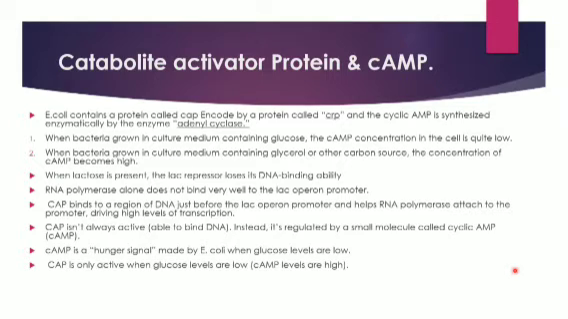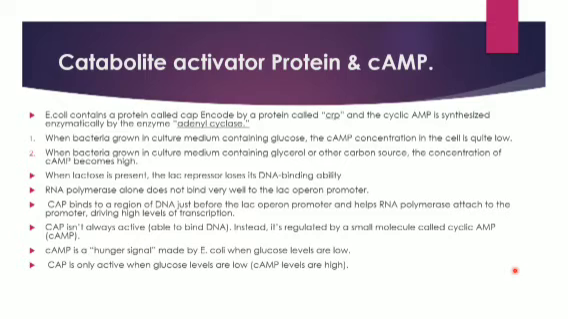So next is CAP and cAMP. CAP is catabolite activator protein and cAMP is cyclic AMP. E. coli contains a protein called CAP encoded by the gene CRP, and cyclic AMP is synthesized enzymatically by the enzyme adenylyl cyclase. When bacteria are grown in culture medium containing glucose, the cyclic AMP concentration of the cell is quite low. When the same bacterium is grown in culture medium containing glycerol or another carbon source, the concentration of cyclic AMP becomes high.